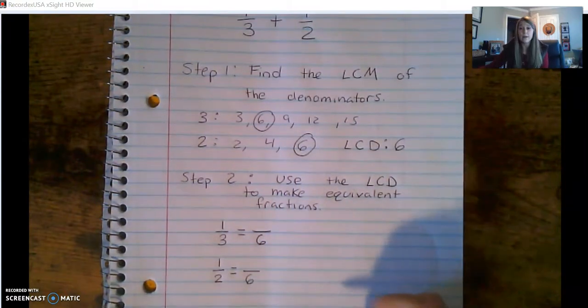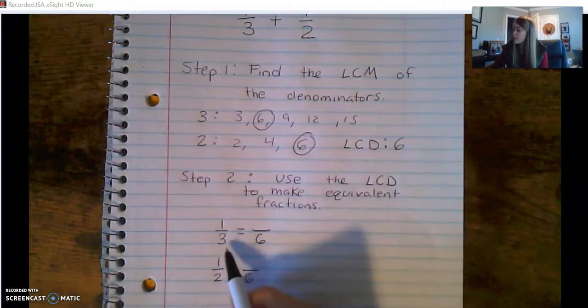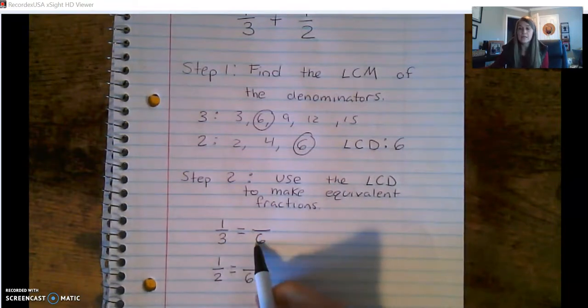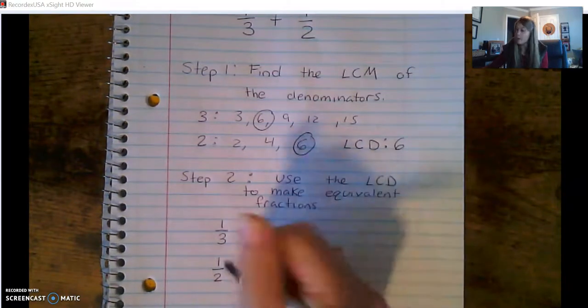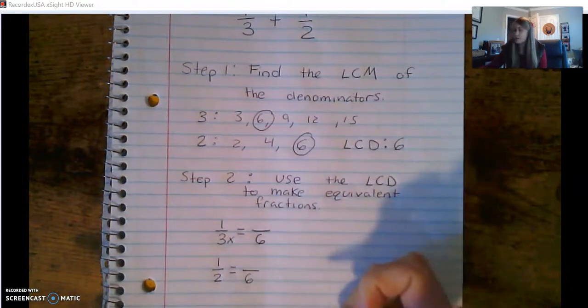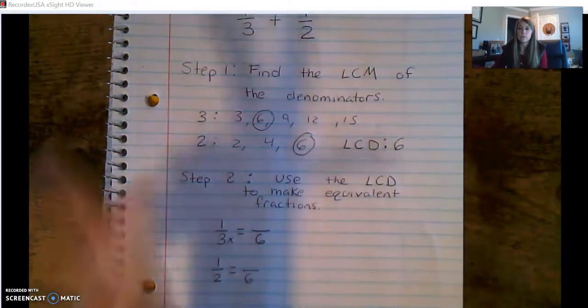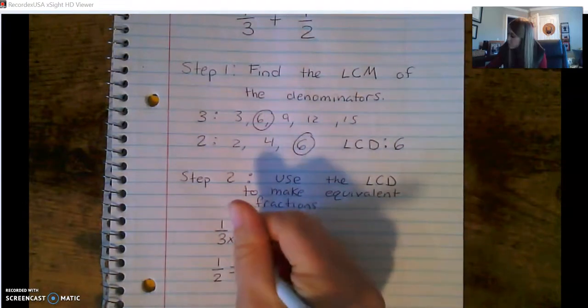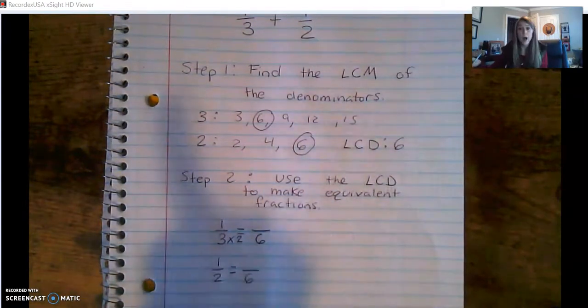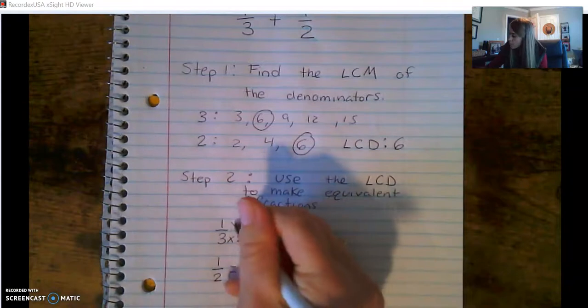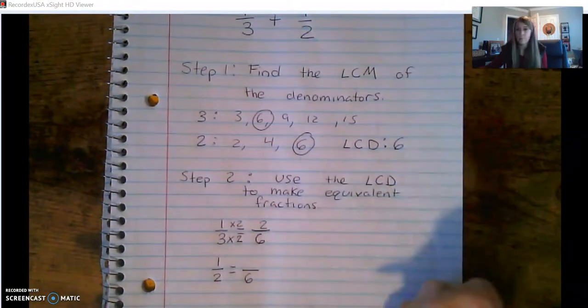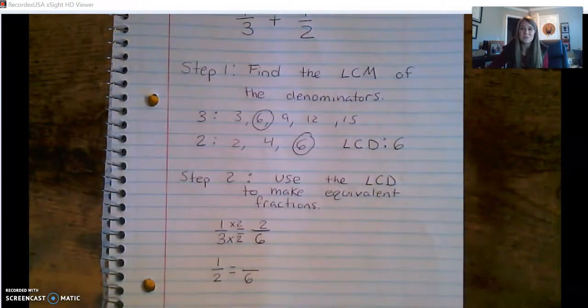Do you remember how we make equivalent fractions? We ask ourselves, how do I go from 3 to 6? Well, I know I need to multiply. Okay, well, let's see. 3, 6, 2. So I'm going to multiply by 2. And what you do to the bottom, you do to the top. 1 times 2 equals 2. Bada bing, bada boom. We've made our first equivalent fraction.